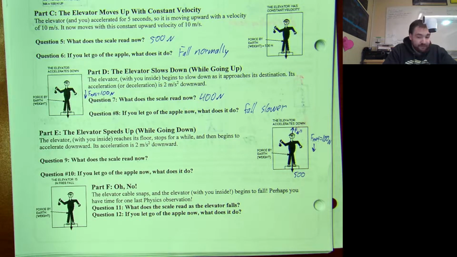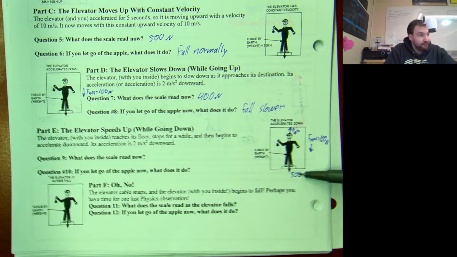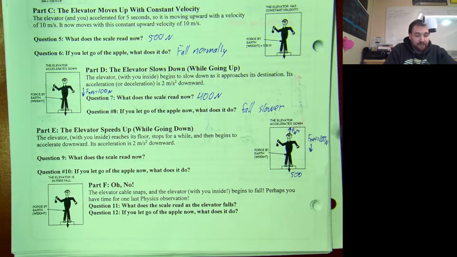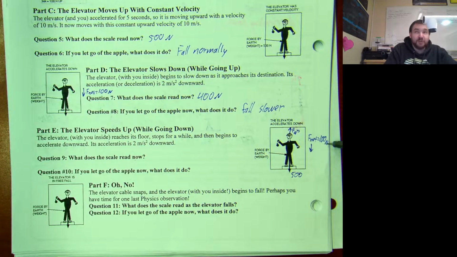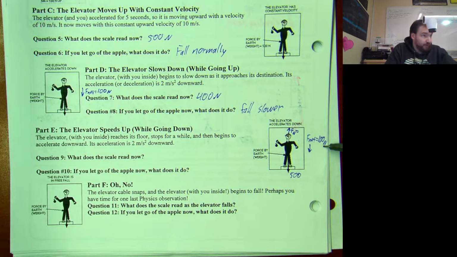Sorry? No, that would mean this was 100 up, because up would be bigger than down. If I'm accelerating down, my net force must be down, which means this one has to be bigger than this one. And the difference between them has to be 100 newtons. So it's going to be 400.